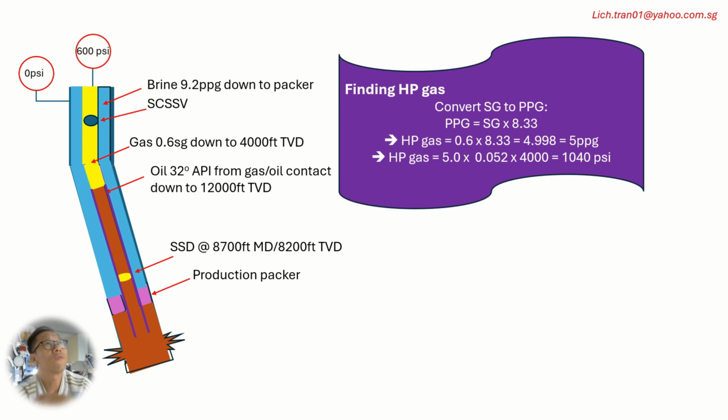Alright, we find the hydrostatic pressure of the gas. We only got the shut-in pressure 600 psi, so there's no discussion on that one. To find out the pressure in psi, we need to convert from SG to ppg. So you take 0.6 SG times 8.33, that's the formula to convert from SG to ppg, and you get about 5 ppg. Take that, multiply by 0.052, and times 4,000, you get 1,040 psi. That's the hydrostatic pressure of the gas column in the tubing.